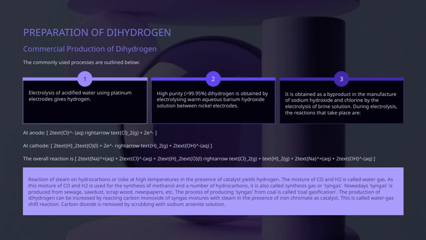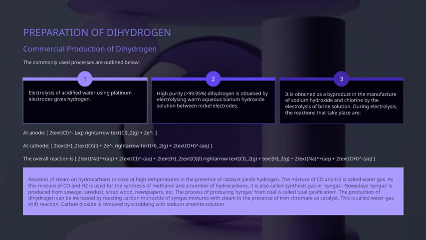Additionally, high-purity hydrogen, over 99.95%, can be obtained by electrolyzing warm aqueous barium hydroxide solution between nickel electrodes. This method ensures the hydrogen is very pure, suitable for sensitive applications.